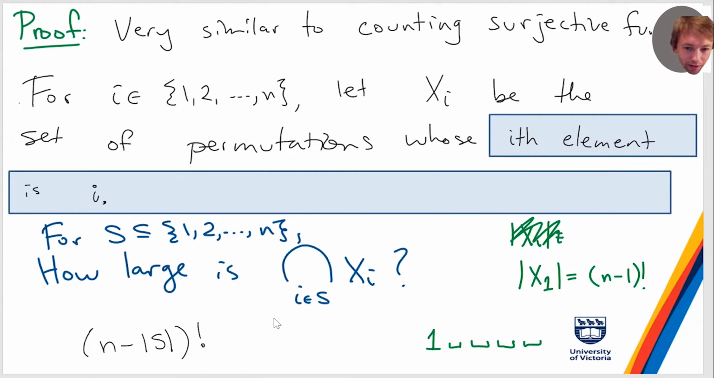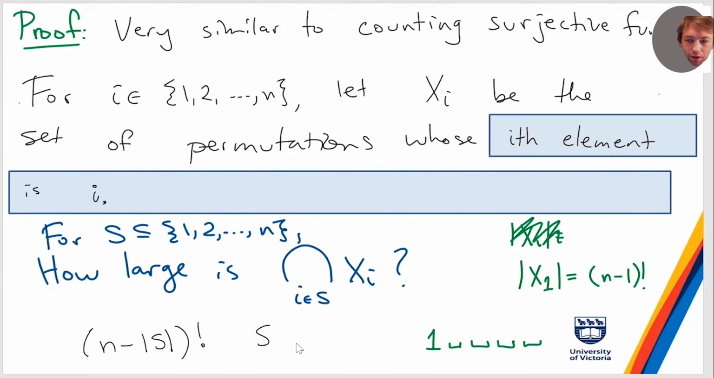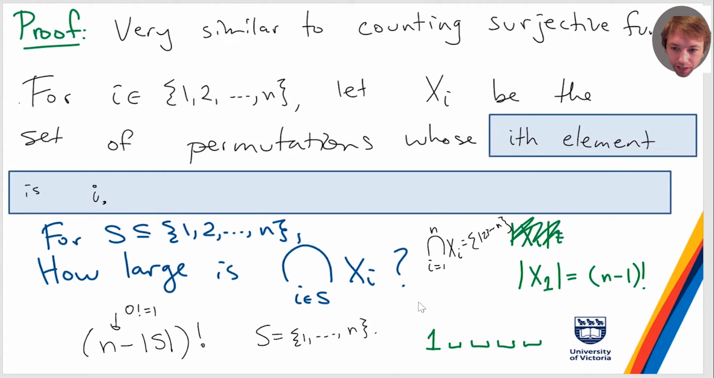It's always good to check the boundary cases. What if S is all of 1 up to n? Then I get 0 factorial, which is 1. That's actually correct, because a permutation in all of the x_i's is just the permutation where the ith element is i for all i. So it's just the permutation 1, 2, 3, up to n. There's just one permutation. This is just a sanity check.